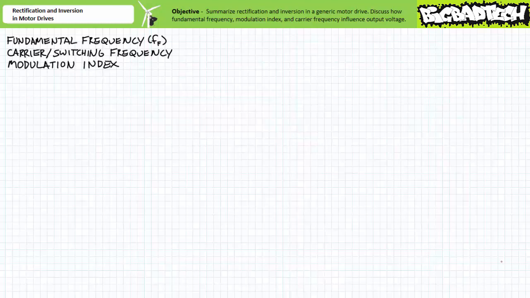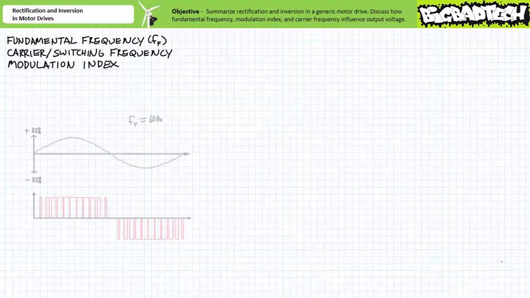First, 2 notable frequencies exist. 1, the fundamental frequency, and 2, the carrier or switching frequency. The fundamental frequency directly influences the output frequency, whereas the switching frequency simply influences the quality or smoothness of the resultant AC waveform. A third quality, sometimes called the modulation index, influences the magnitude of the resultant AC waveform. Let's examine these 3 qualities in turn.